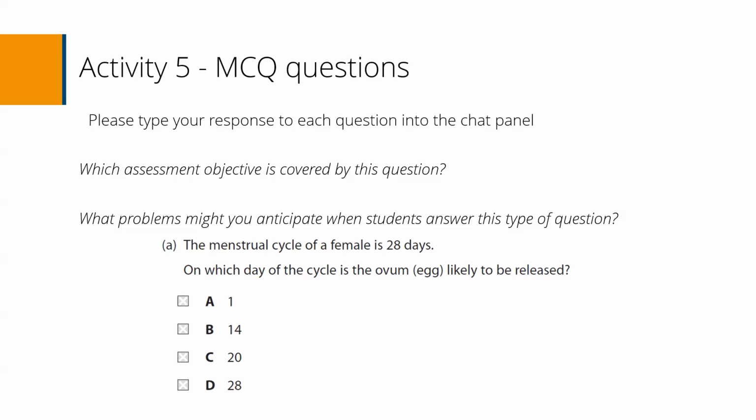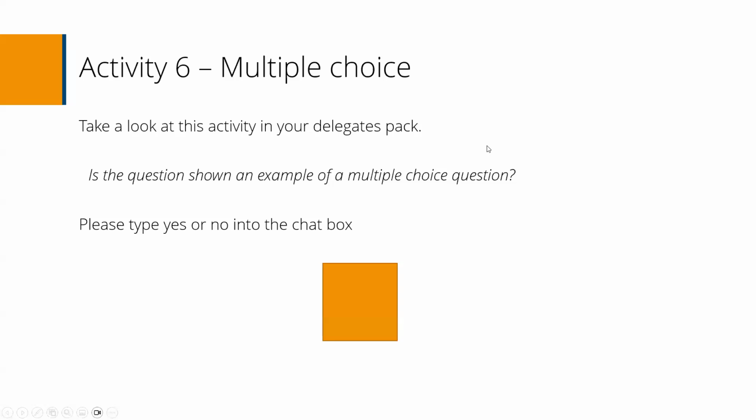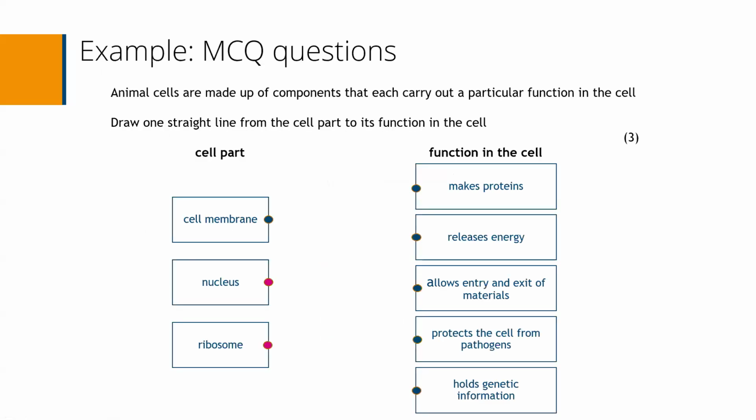So the next question. Okay, it says animal cells are made of components that each carry a particular function in a cell. Draw one straight line from the cell part to its function in the cell. Okay. So this is, again, an AO1 question because it's recall. Students should know that this is recall. A linking exercise can also be multi-choice, but just laid out in a different way.